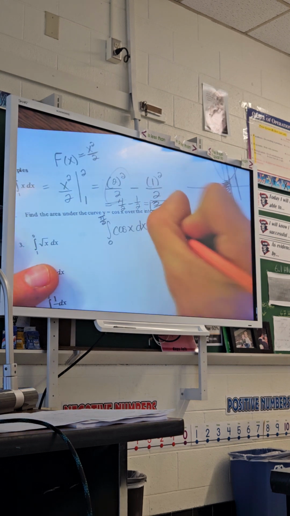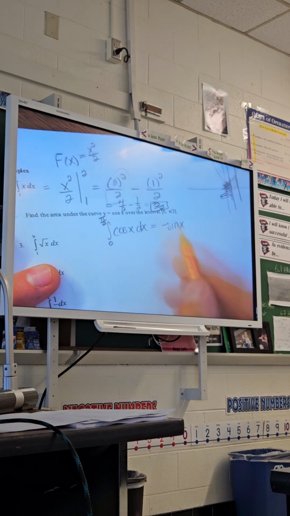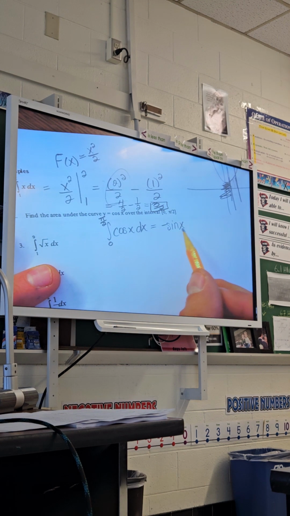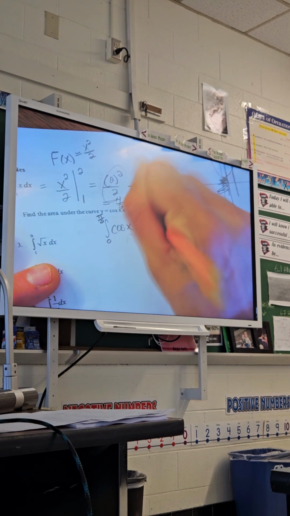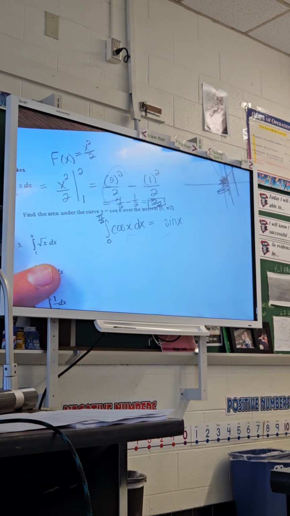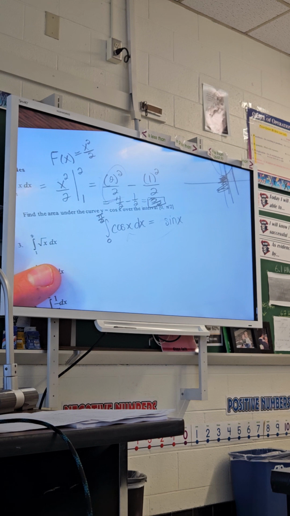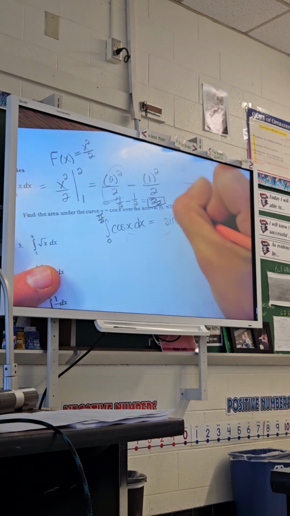If I have negative sine right here, I can check my answer by asking, what's the derivative of negative sine? And it should get me back to there. So it's just sine, yes. I have a whole degree in mathematics and I still do what I just asked y'all to do, to this day, because it's kind of hard. And I'm looking from pi over 2 to 0.